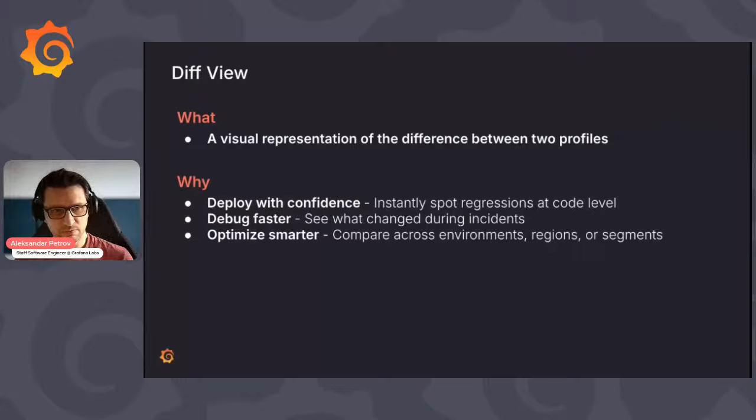In a similar way, if you have an incident, again, you can compare before and during the incident to see what changed down to the code level. And if you're looking for areas to improve, and maybe you've noticed some differences across your different regions or different environments, you can use Diff view to compare and find which areas you want to focus on more, so that you can be smart about where you spend your time improving things.